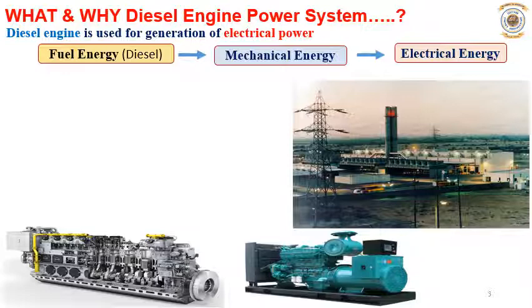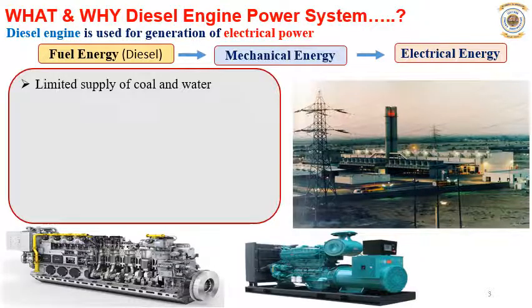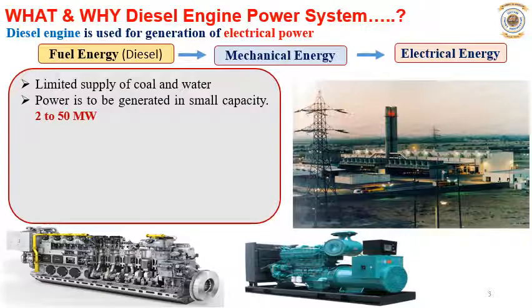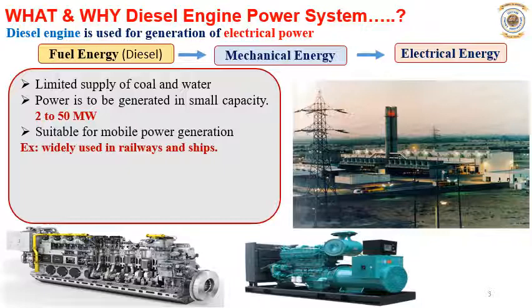Now, why is this diesel engine power system required? Because diesel engine power plants are installed where the supply of coal and water is not available in sufficient quantity, or where the power is to be generated in small capacity in the range of 2 to 50 megawatt, or it is also suitable for mobile power generation such as railways and ships. So the diesel engine power system is widely used in railways and ships.